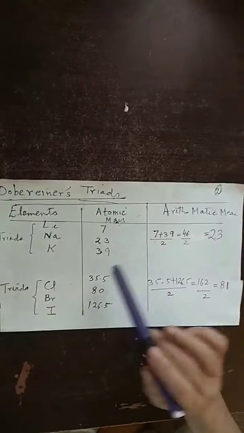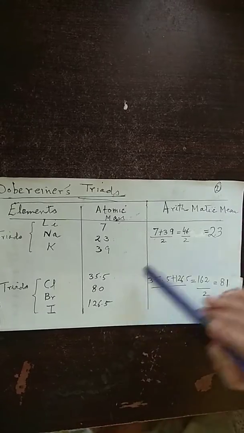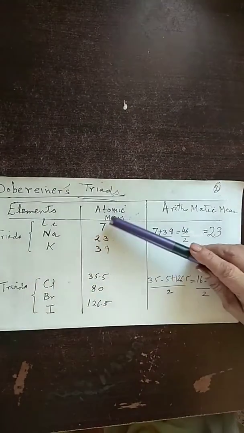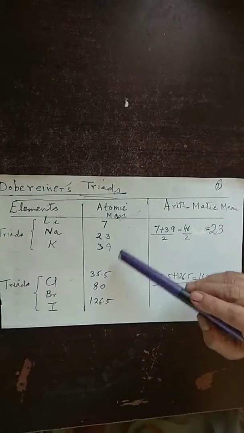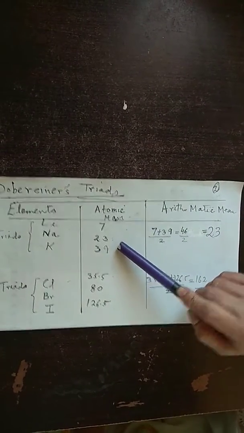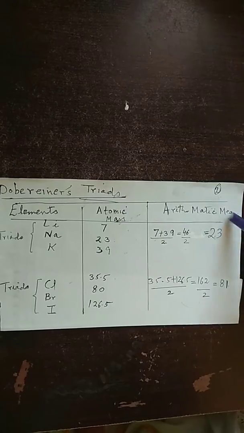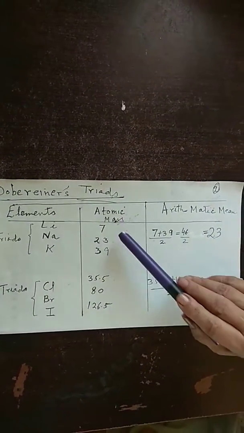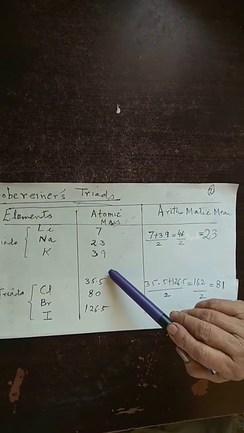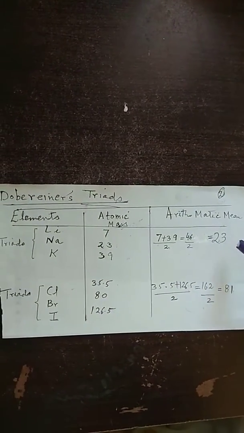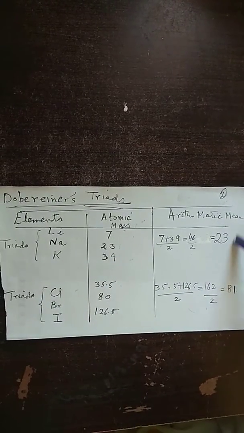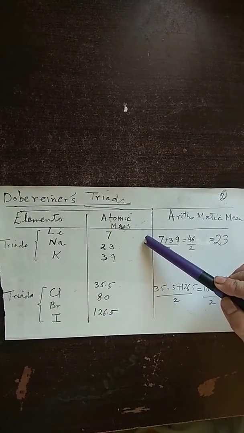First of all, what is his law? If the elements are arranged in groups of 3, then the atomic mass of the central element is the arithmetic mean, or the average, of the atomic masses of the other 2 elements, that is, of the first and third elements. If you take the average, the mass of the middle element is nearly equal to it.